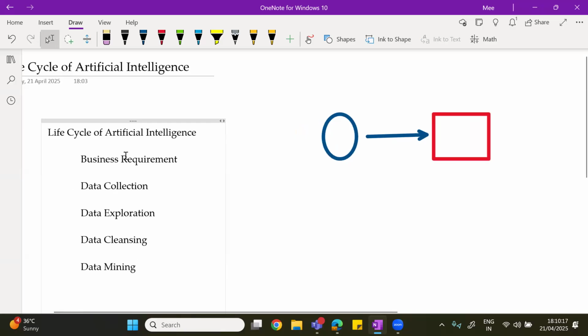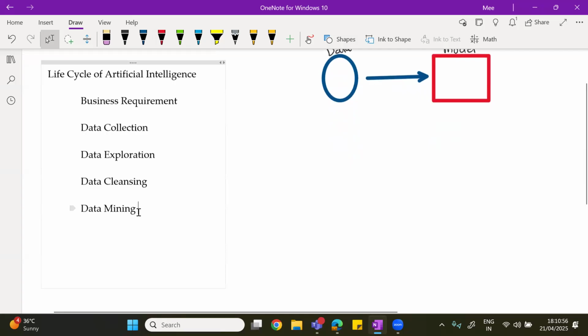Once you collect the data based on the requirement, exploration and cleaning are done. Then after the mining, you will have a pure form of data. This data we are going to give to our model. This is the model, and this is nothing but data. I'm giving this data to the model, and after that the model will learn from it. But first, if you want to give the data to the model, you have to build the model.